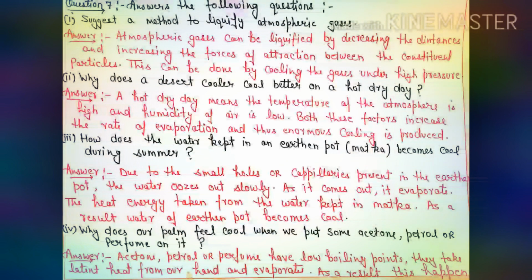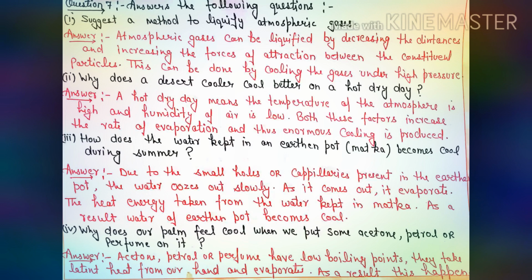Question number 7, again answer the following questions. Number 1, suggest a method to liquefy atmospheric gases. The answer is that atmospheric gases can be liquefied by decreasing the distances and increasing the forces of attraction between the constituent particles. This can be done by cooling the gases under high pressure.